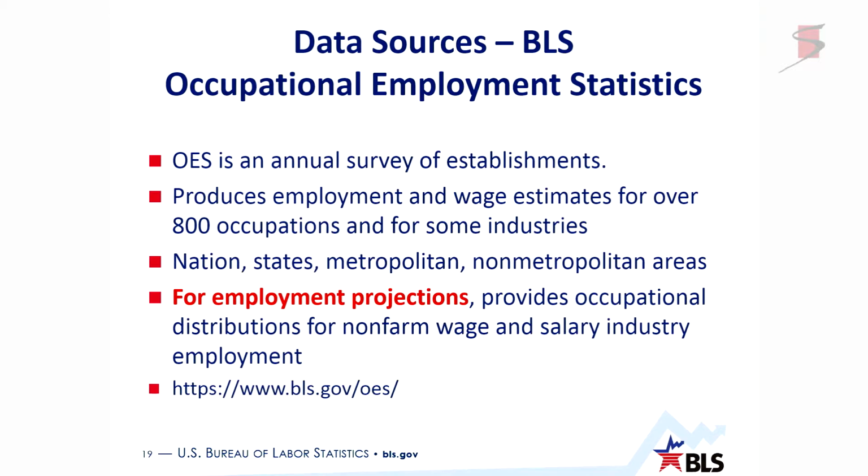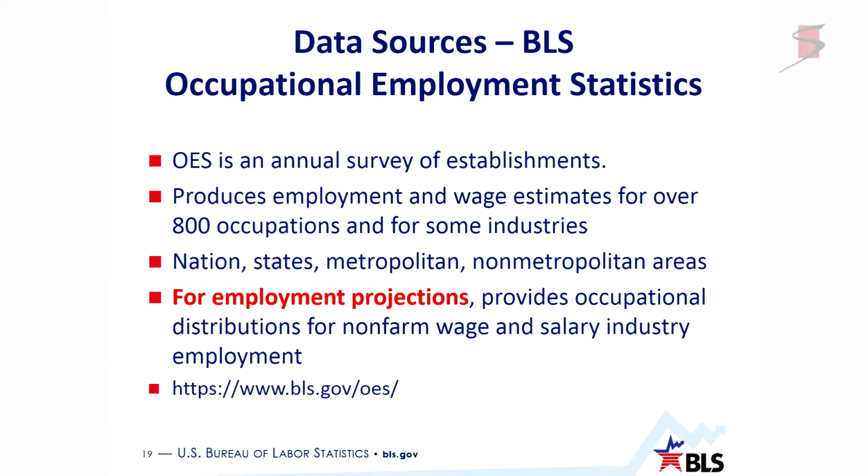So the major source for employment projections is the Occupational Employment Statistics program. This is an annual survey of establishments. It produces estimates of employment and wages for over 800 occupations and for some industries. And this is published for different resolutions of geography: the nation as a whole, states, and metropolitan statistical areas. To get the employment projections, we use occupational employment statistics to get the occupational distributions for non-farm wage and salary employment.